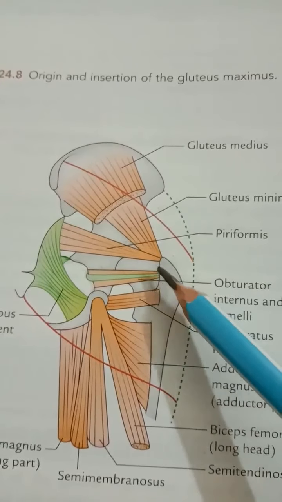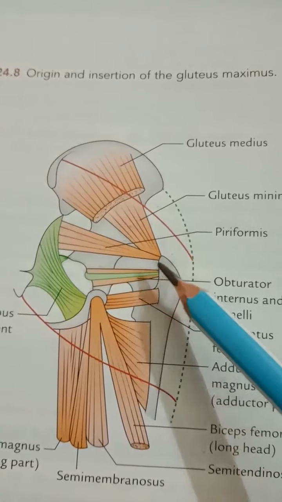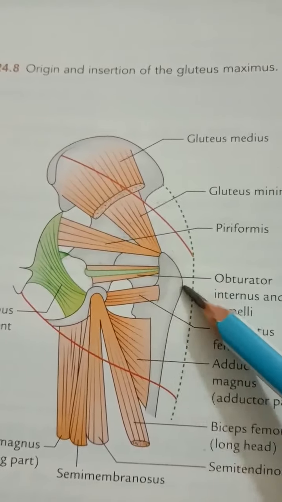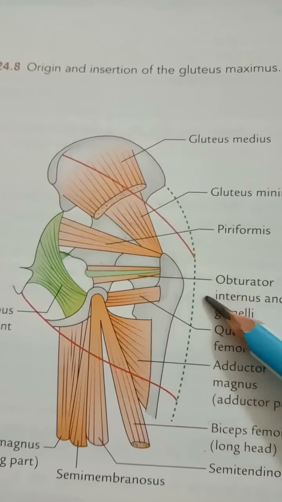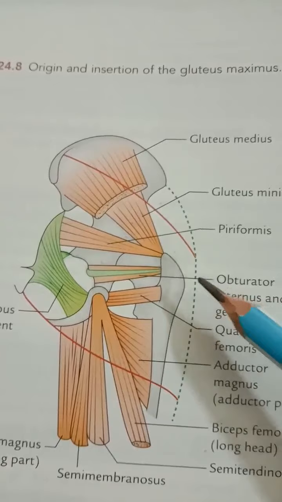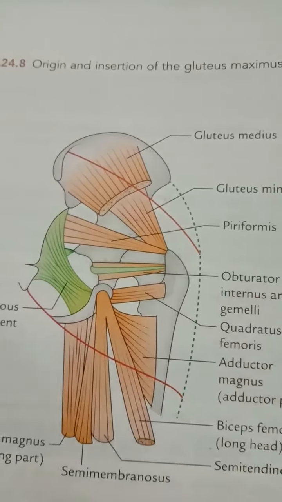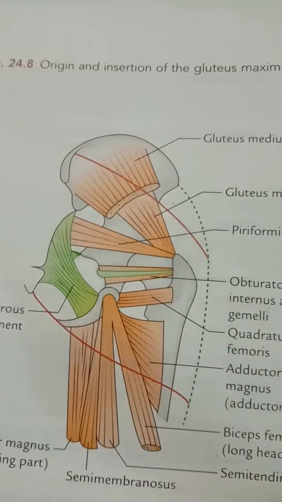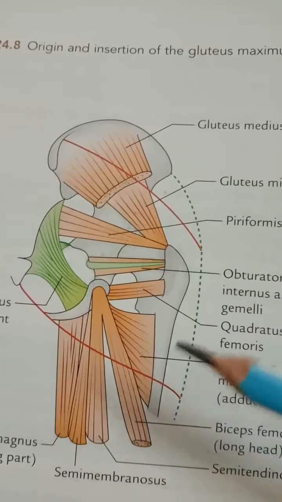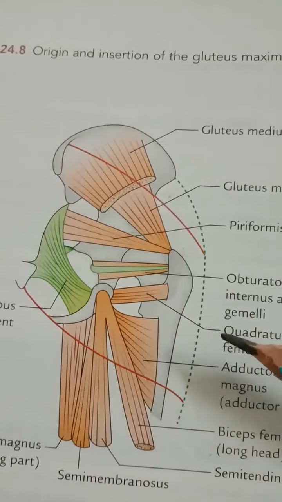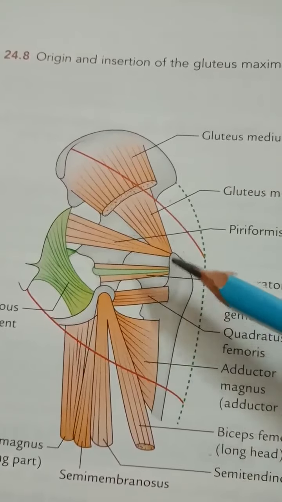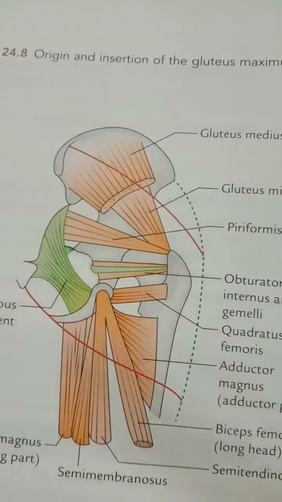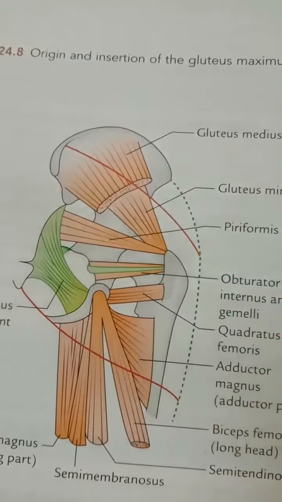So here is the greater trochanter, and this is the medial surface. Then that is the nerve supply. The nerve supply is the nerve to the obturator internus, which originates from L5, S1 and S2. And the action of this muscle is lateral rotation of the thigh at the hip joint. So that is the function or the action of this muscle.